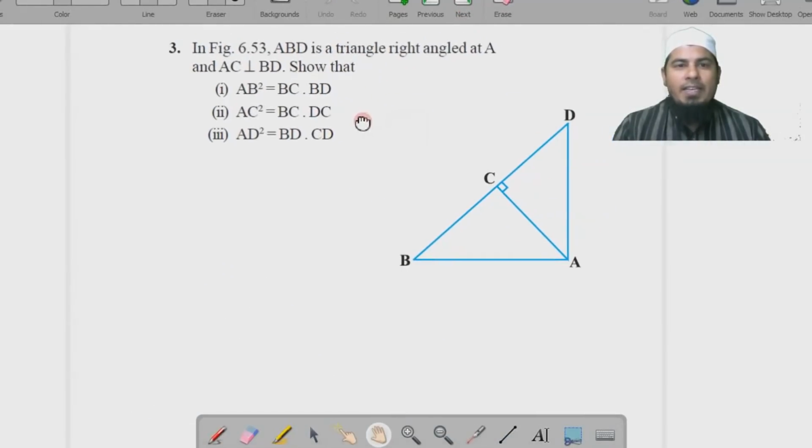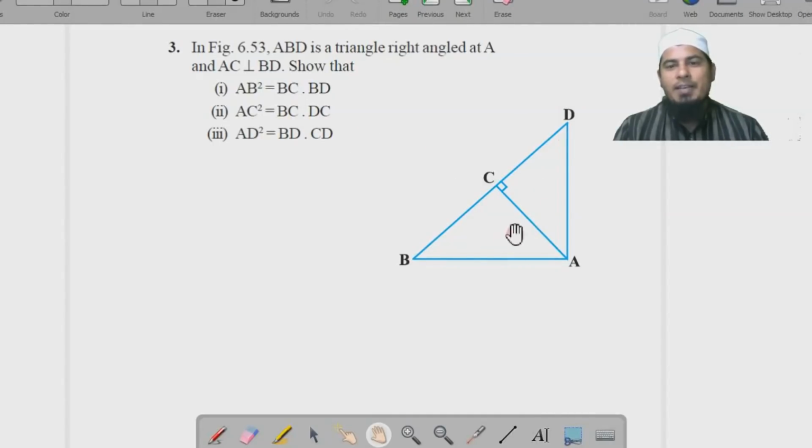Here, triangle ABD is a right angle triangle at A and AC is perpendicular to BD. Show that AB square is equal to BC times BD. So when BC times BD is coming, smaller and bigger triangle can be proven to be similar, and we can get that answer. And the previous question also can be done in that way. Let us do this question with the help of similar triangles.